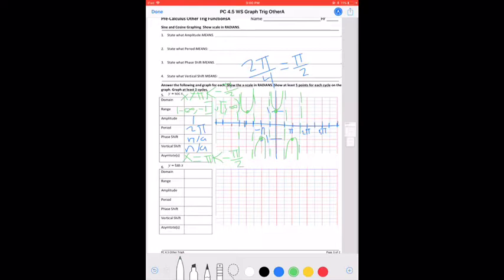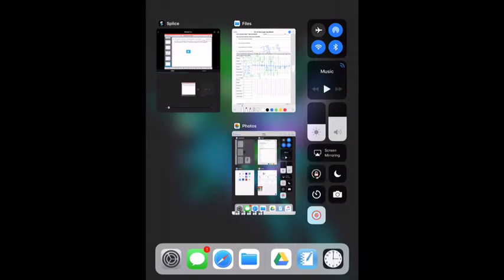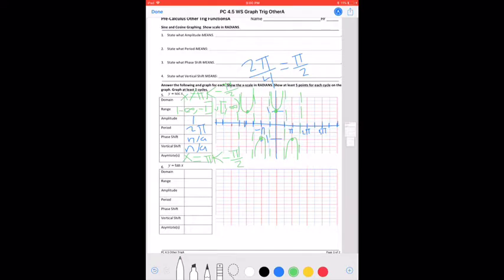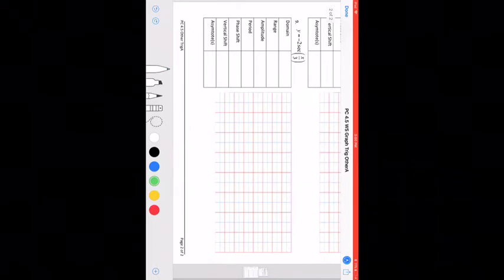I'm going to try to flip my screen so that way we get a little bit more space. There we go. Okay, so moving on to number 6.